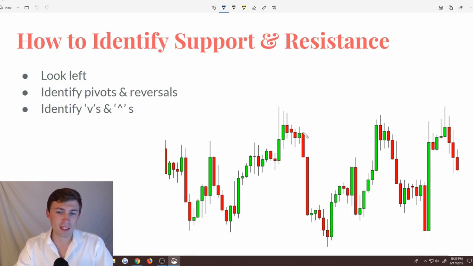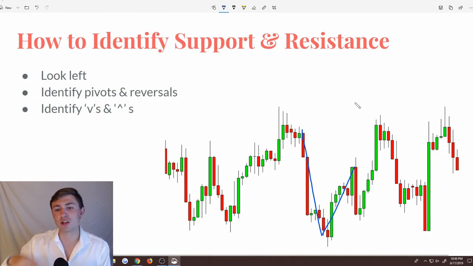So identifying V's, we're typically just going to look for levels on the chart where we see a strong V type movement. Hence the name, right? We're looking for levels on the chart where we see some sort of strong V movement form. Now, what this is going to show us is that pivotal point here at the bottom is a level of structure or support in this market.